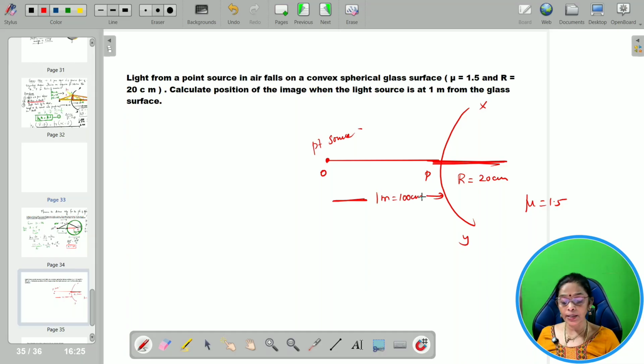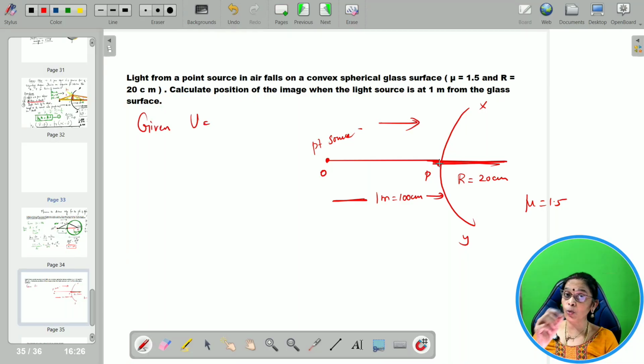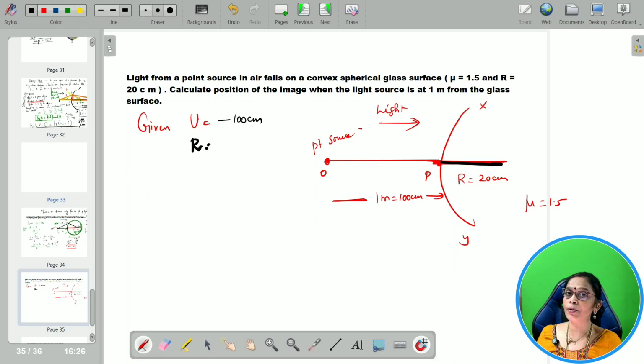So object distance is known. Given U is equal to minus, you have to measure the distance only from the pole. We have seen this in the earlier question. Same way, where is the object here? Light comes from the object, but you have to measure from P. So therefore U is equal to minus 100 centimeter. What is R? R is positive or negative, children? R is positive because it is along the direction of the light.